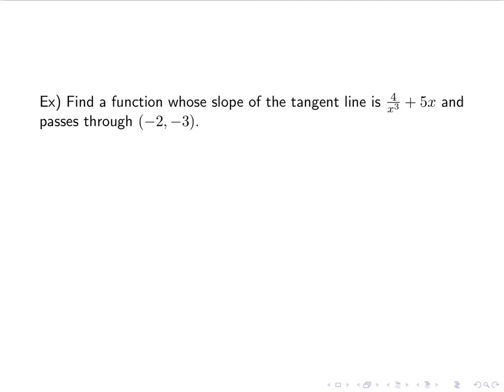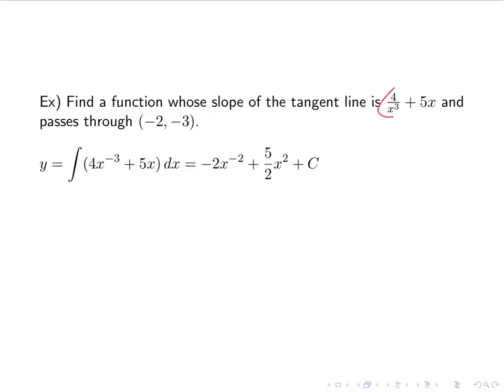Let's try another one. Find a function whose slope of the tangent line is 4 over x cubed plus 5x and that passes through (-2, -3). So again, the slope of the tangent line is the derivative. Remember, we've got like 8 different definitions of the derivative, one of which is the slope of the tangent line. So again, to find y, we want to integrate that derivative.